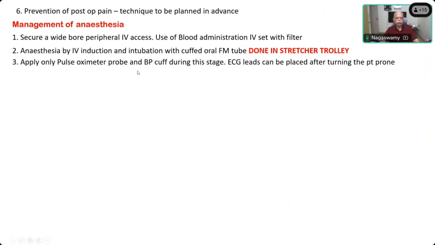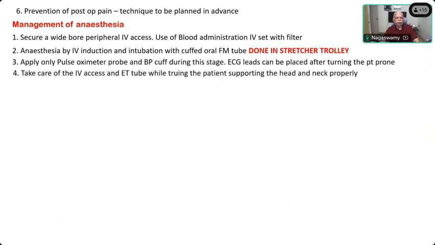And apply only the pulse oximeter probe at this stage. ECG leads can be placed after turning the patient onto the operating table. And take care of the IV access and ET tube while turning the patient, supporting the head and neck properly.